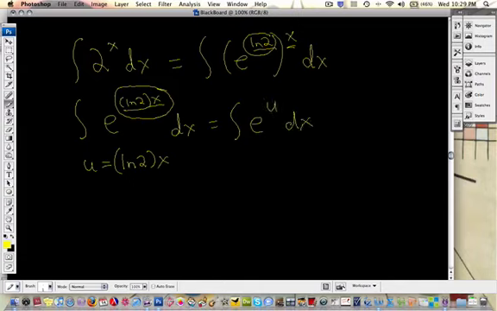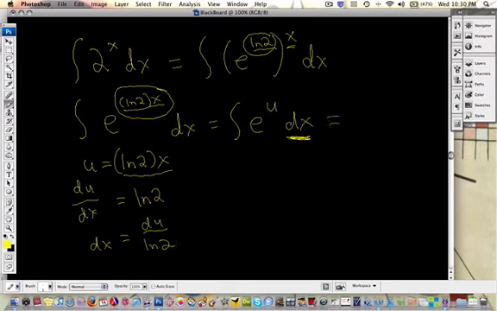Just rewrite the integral. Now the problem is that we've got this dx here. If you remember, how we get rid of that is we find our du dx, which in this case is just ln 2. We had a constant times x, so the derivative is just the constant ln 2. Then shuffle this around, solve for dx, and we get du over ln 2. So I can rewrite this as e to the u times du over ln 2.